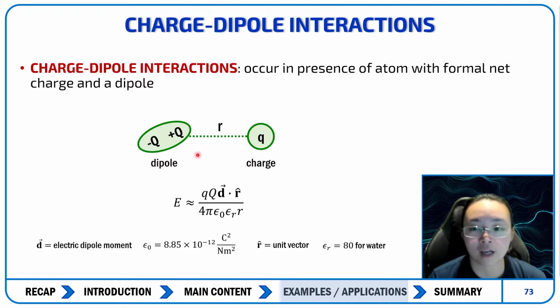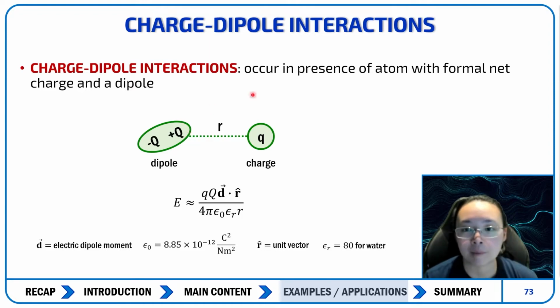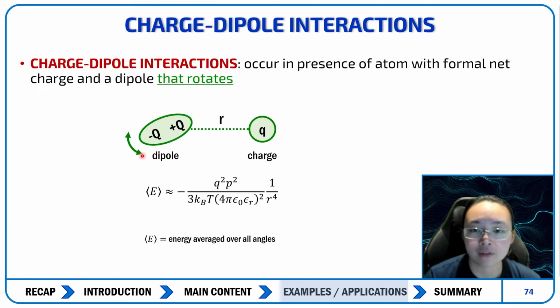In that case, we actually have to consider what angle the dipole is at. And if we're just looking at one of these angles, then that's fine. We take a look at the charge-dipole interaction, and the electric field generated is represented by this model. Next, if you have a dipole that rotates, then you have to sum up all of the possible different angles and configurations it has and come up with an energy that's averaged over all angles.